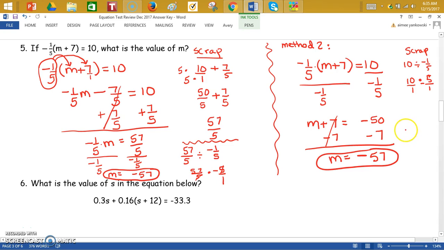And again, you'll come up with the same answer no matter how you go about solving the equation. I hope that helps.